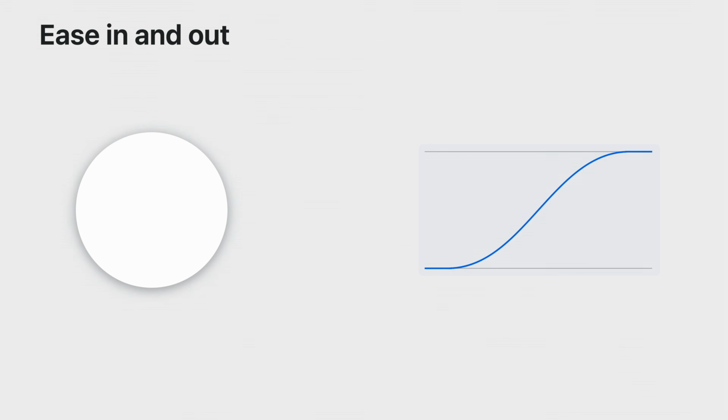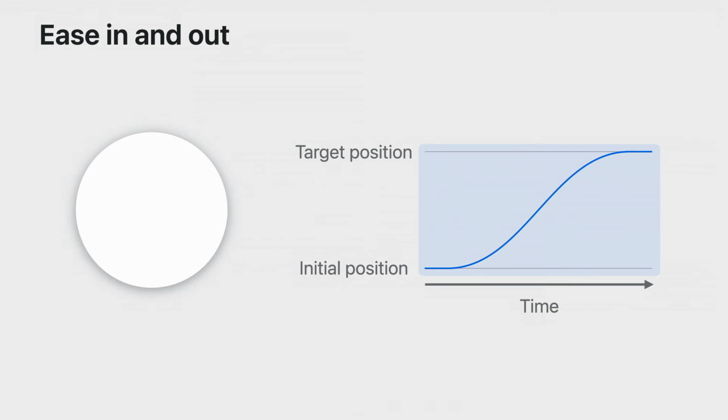We're going to look at several of these charts, so let's discuss what it's showing. The horizontal axis represents time. The bottom line shows the initial position of the animation. And the top line shows the target position. And as we play the animation on repeat, we'll repeatedly progress through this curve.